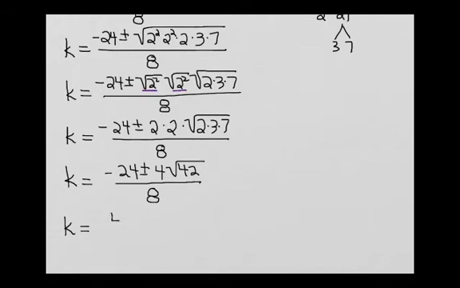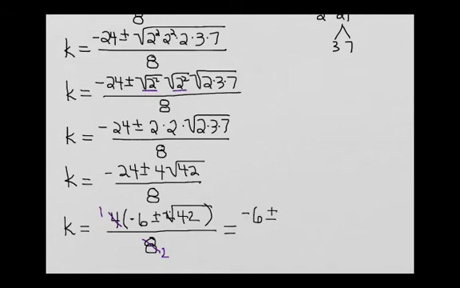So we'll factor out a 4, those are both divisible by 4, and I get negative 6 plus or minus the square root of 42, and that's going to be divided by 8, and these both have a common factor of 4. 4 divided by 4 is 1, 8 divided by 4 is 2, so we end up with negative 6 plus or minus the square root of 42 divided by 2.